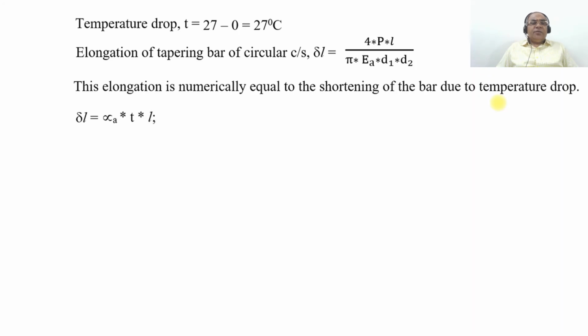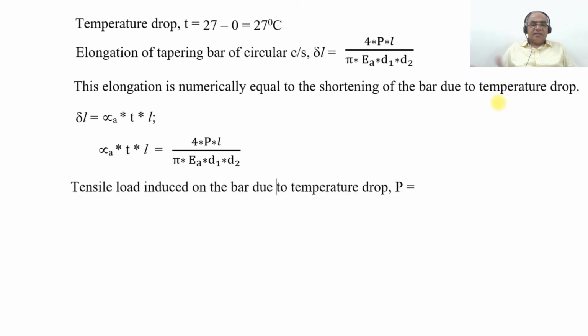So delta L will be equal to alpha A into T into L, that is the coefficient of thermal expansion into temperature drop into length. So alpha A T L will be equal to 4 P L by pi into EA into D1 into D2. As length is cancelled on both the left hand side and the right hand side, the equation reduces to alpha A into T equal to 4 P by pi into EA into D1 into D2. But what we want is the tensile load induced on the bar due to temperature drop, which is P, equal to alpha A into T into pi into EA into D1 into D2 by 4, because L gets cancelled.